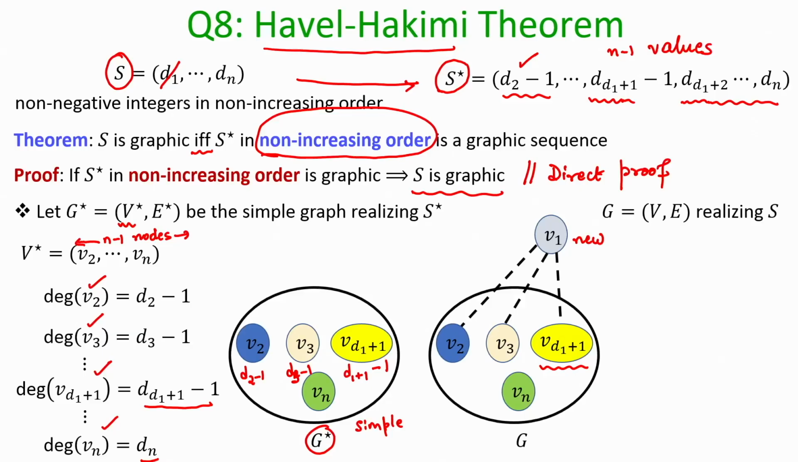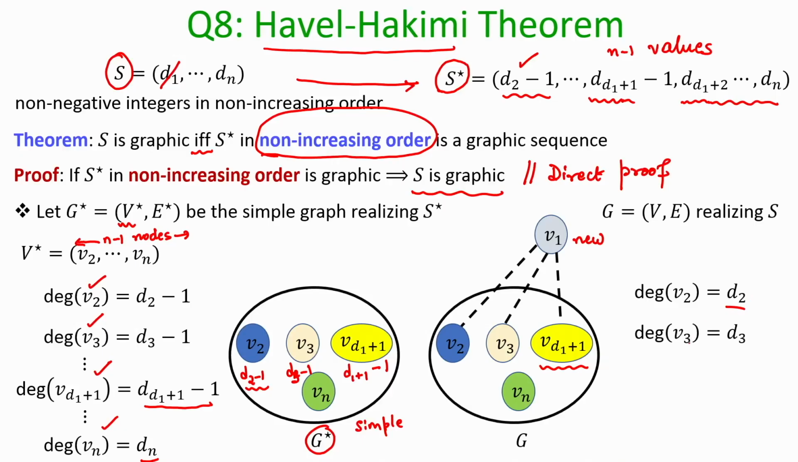Okay. And the remaining edges remain as they are in the graph G. Now, what can I say about the new degree for the vertex V 2? It will be 1 more than it was earlier. Earlier the degree was d 2 minus 1, but now since I have given a new edge to the node V 2, its degree will now become d 2.